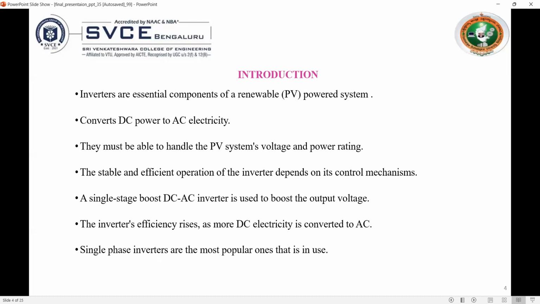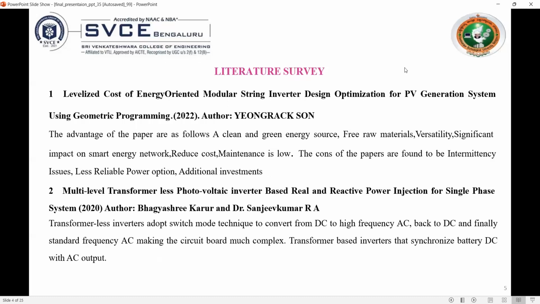Inverters are essentially a component of a renewable PV power system. They convert DC power to AC electricity. They must be able to handle the PV system voltage and power rating. The stable and efficient operation of an inverter depends on its control mechanism. A single stage boost DC-AC inverter is used to boost the output voltage. The inverter efficiency rises as more DC electricity is converted to AC. Single phase inverters are the most popular ones in use.